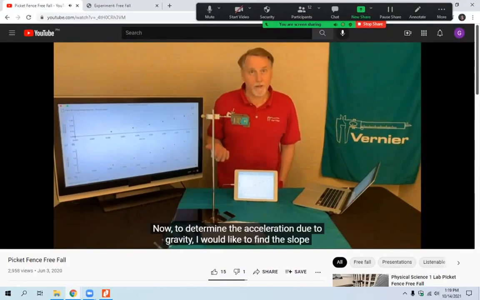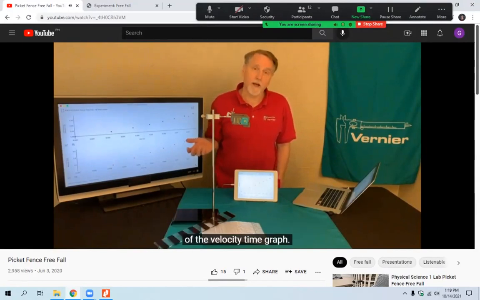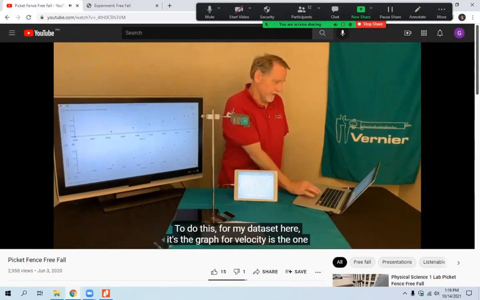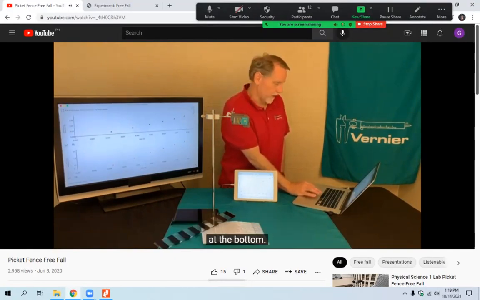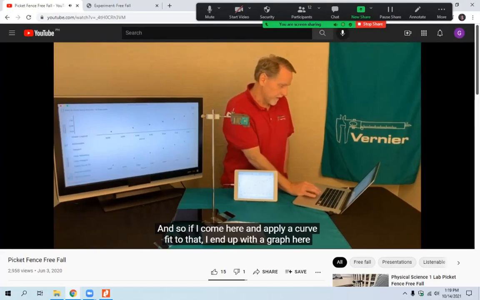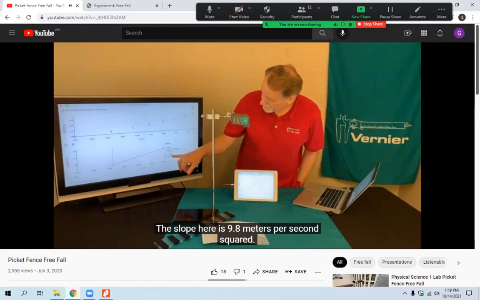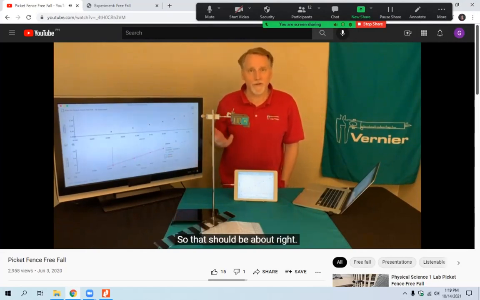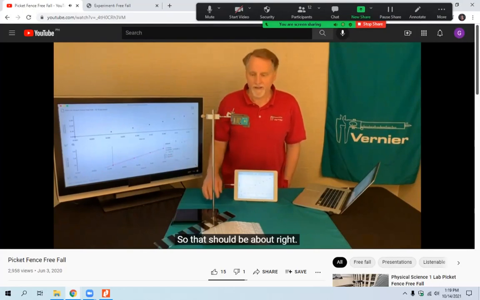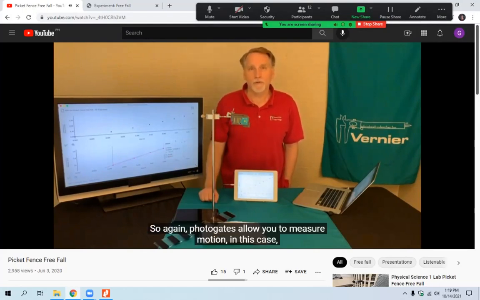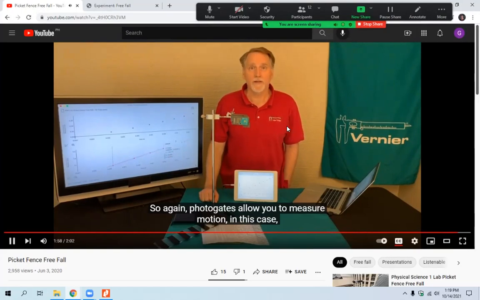Now, to determine the acceleration due to gravity, I would like to find the slope of the velocity time graph. To do this, for my data set here, it's the graph for velocity is the one at the bottom. And so if I come here and apply a curve fit to that, I end up with a graph here from their data set. The slope here is 9.8 meters per second squared, so that should be about right. And so again, photo gates allow you to measure motion, in this case an object in free fall.